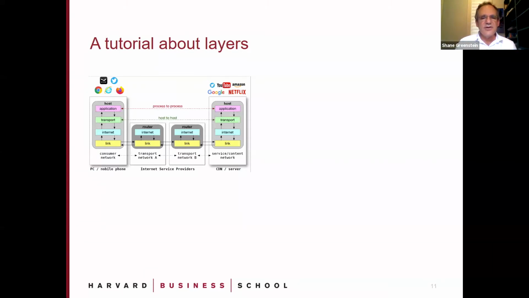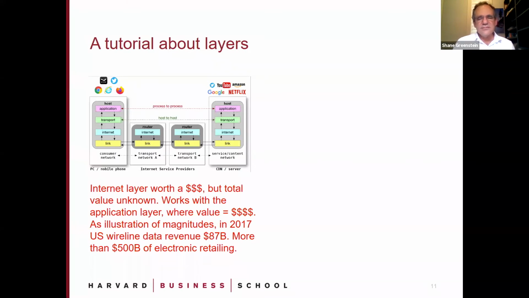So Google, Netflix, and YouTube, that's at the very top. That's the application layer. That has to work with something below it, which is generically called the internet layer. It has to exchange data with it. The internet layer is worth quite a lot of money. And yet, for this paper, for this talk, I was trying to find an estimate of its value, and I could not. It's a little difficult to estimate just how big it is.